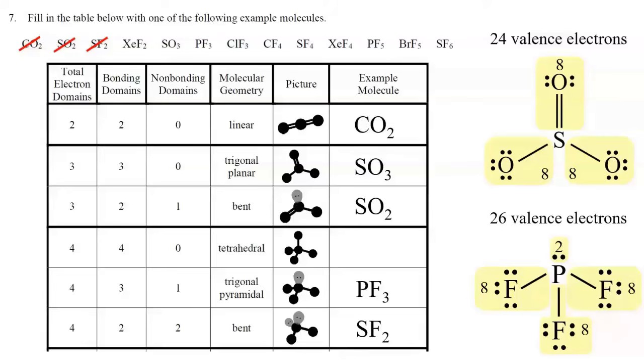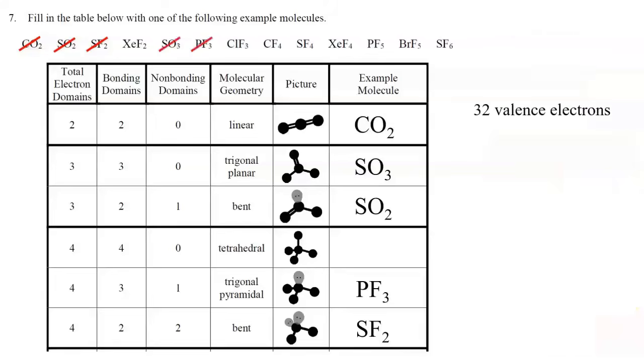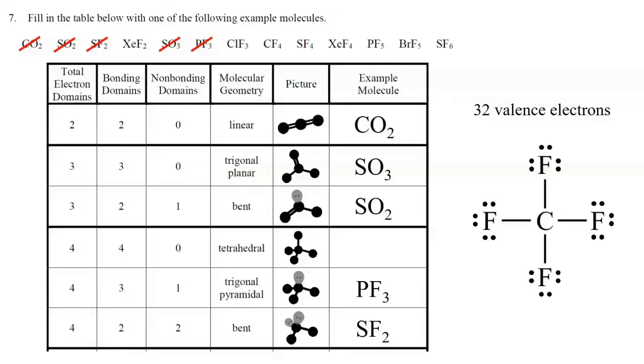And then the last molecule for this particular set of the table that I want to talk about, the last number of valence electrons to consider, is 32. Since 32 is a multiple of 8, we're going to have 4 bonding domains. So the molecule that would have 32 valence electrons is carbon tetrafluoride, CF4. Again, here are 4 groups of 8, and there are no extra non-bonding electrons or lone pair of electrons on the central atom. So 4 bonding domains and 0 non-bonding domains.